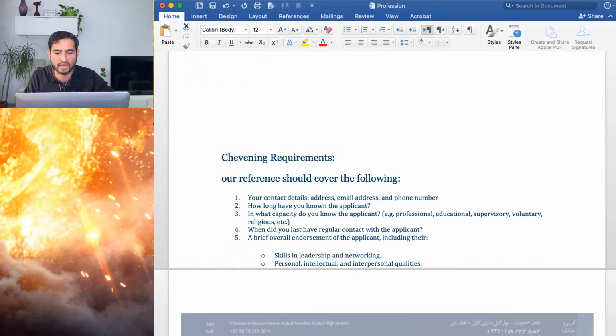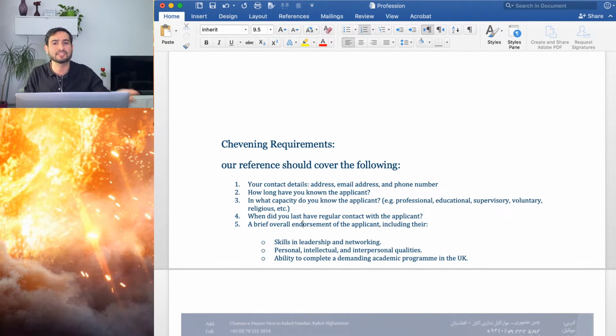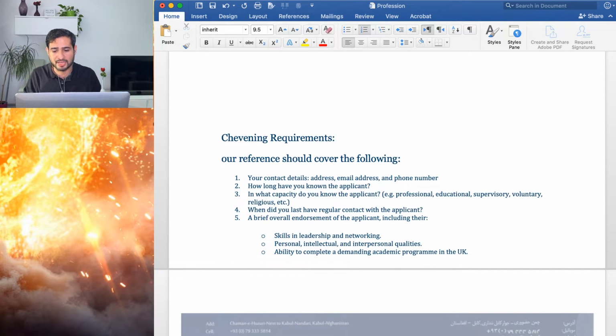I just want to check how long have you known this applicant. We said for 6 years from 2015. In what capacity do you know the applicant? We said professional and supervisory. He's working in a professional capacity and I'm his supervisor. When did you last have regular contact with the applicant? I said that because we went to Singapore in October for that big event.